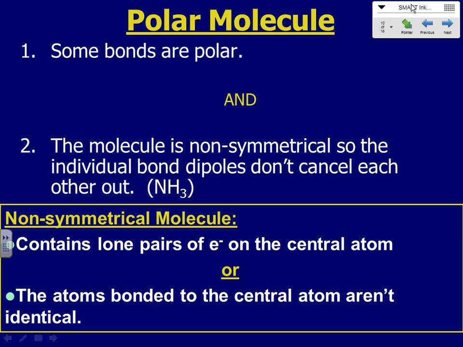Notice here, this is an AND statement. I need both requirements. I've got to have polar bonds in order to have a polar molecule. With the previous one, if I don't have any polar bonds, then I can stop. The molecule is not polar. So here I have to have polar bonds, but I must have a non-symmetrical situation. I've got to have a lone pair on that central atom, or the atoms aren't all the same.